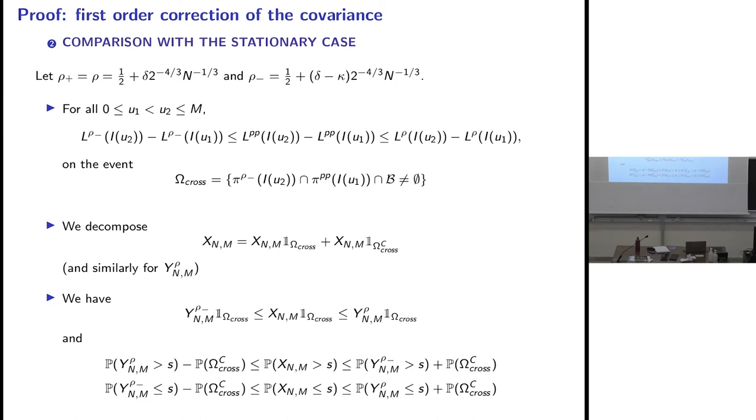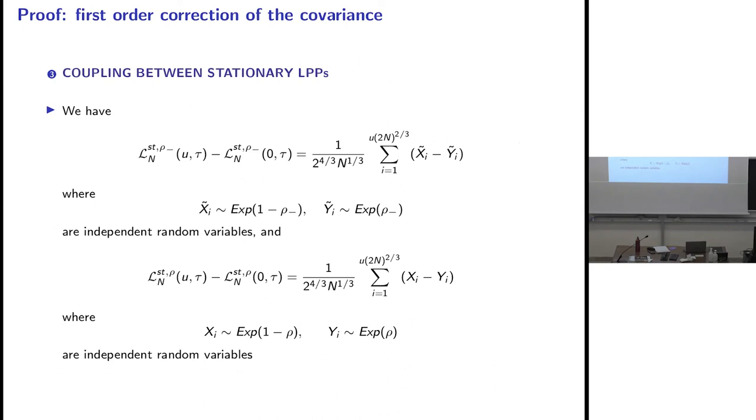Well, this is not particularly easy, because what you need would be to compare the stationary models. This is possible in full space since we have a coupling description. We have a coupling between these two processes, but in half space we don't have this description. So we have to find another way to compare these distributions.